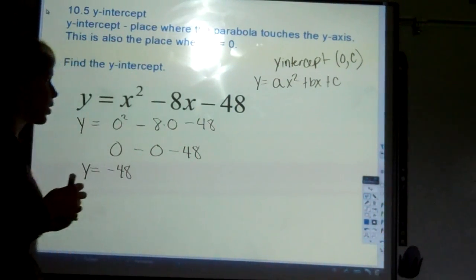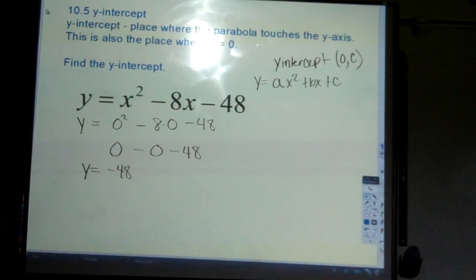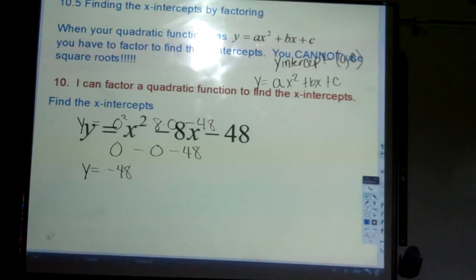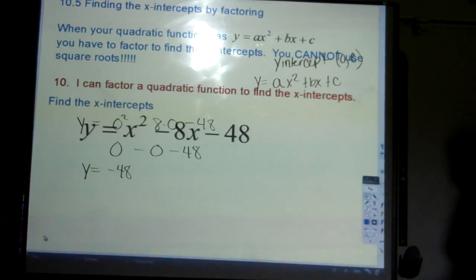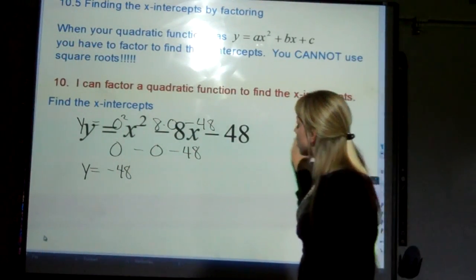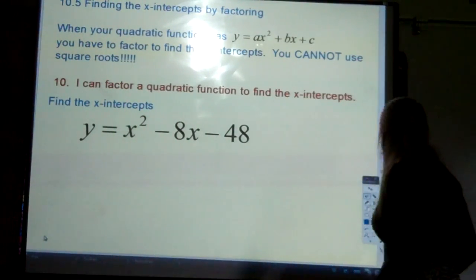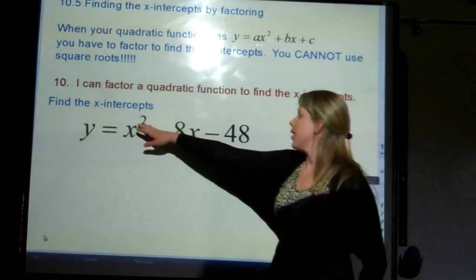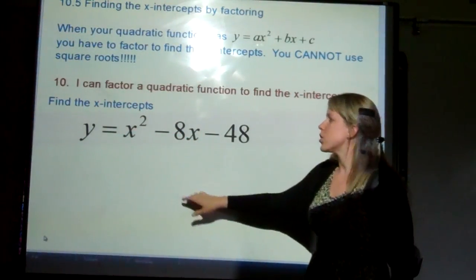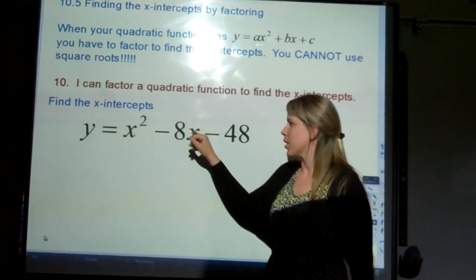Now let's work with the same equation to try and find the x-intercepts. Like we talked about in the previous section, the x-intercepts are the places where the parabola touches the x-axis. In the last section, we were able to solve for x because we just had an x squared in the equation. In this case, we have more than just an x squared. We have an x squared and an 8x. So we can't combine these together because they're not like terms.